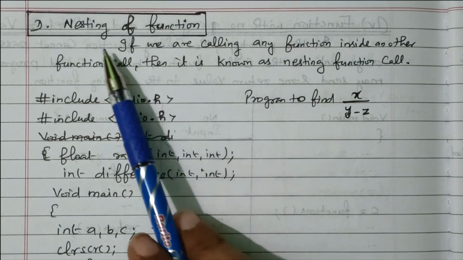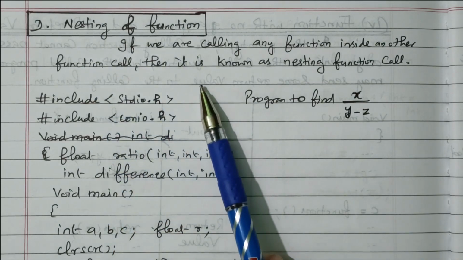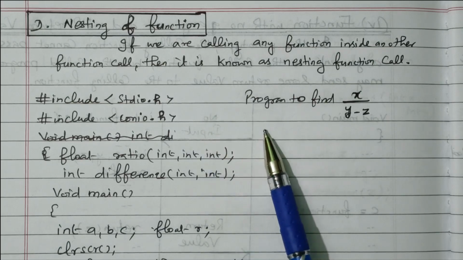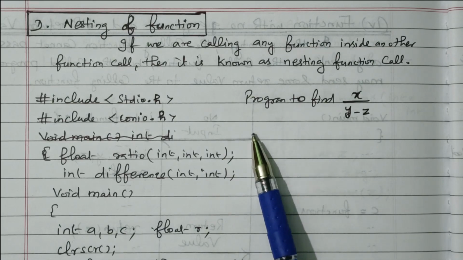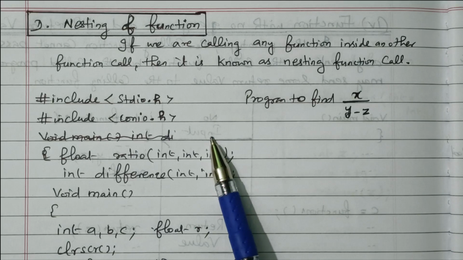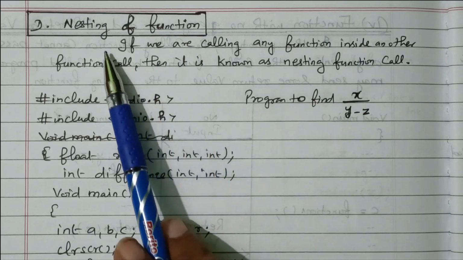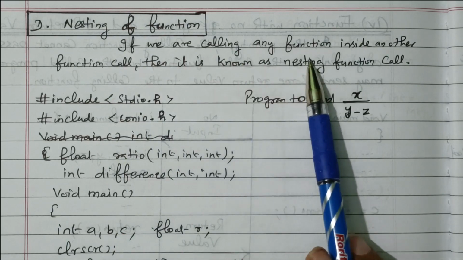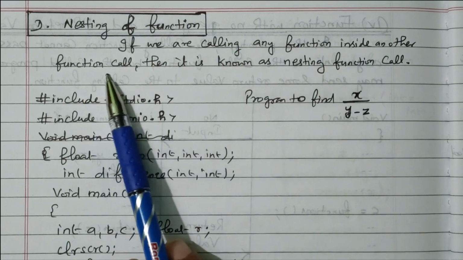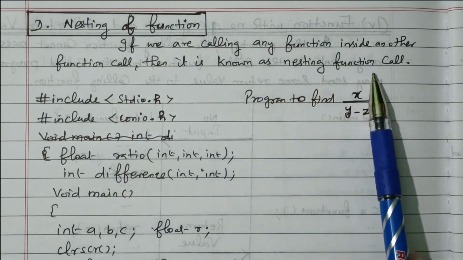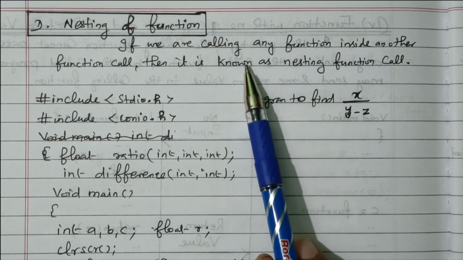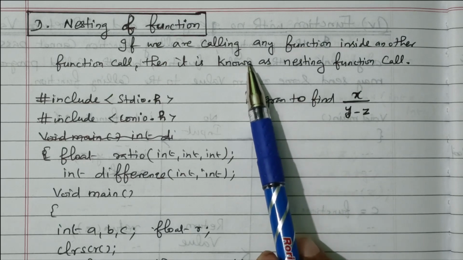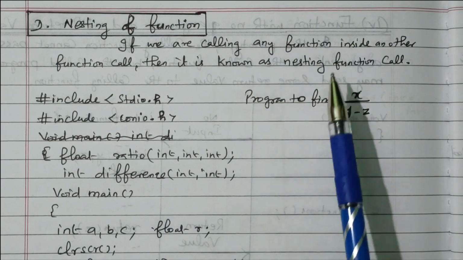Now we'll go to the topic, nesting of function. We know that in C programming we have main program and function. That's a subprogram. The subprogram will perform the particular task. Whenever we need, we can call from the main program. That is the concept of function. The nesting of function means if we are calling any function inside another function call, then it is known as nesting a function call. The main program calling one function, that function call another function. Inside it call another function, that is called nesting. Nesting means added. So we are calling one function, that function will call another function. This is called a nesting of function.